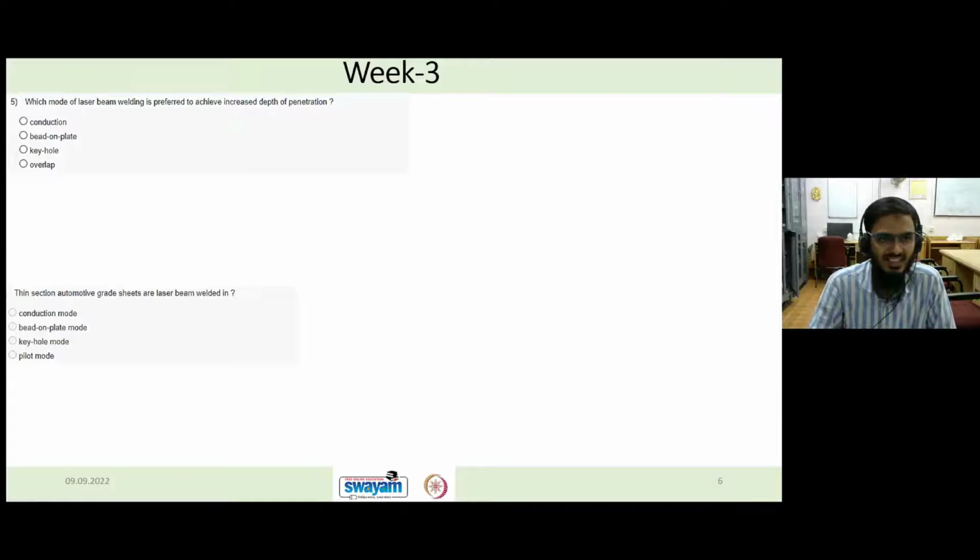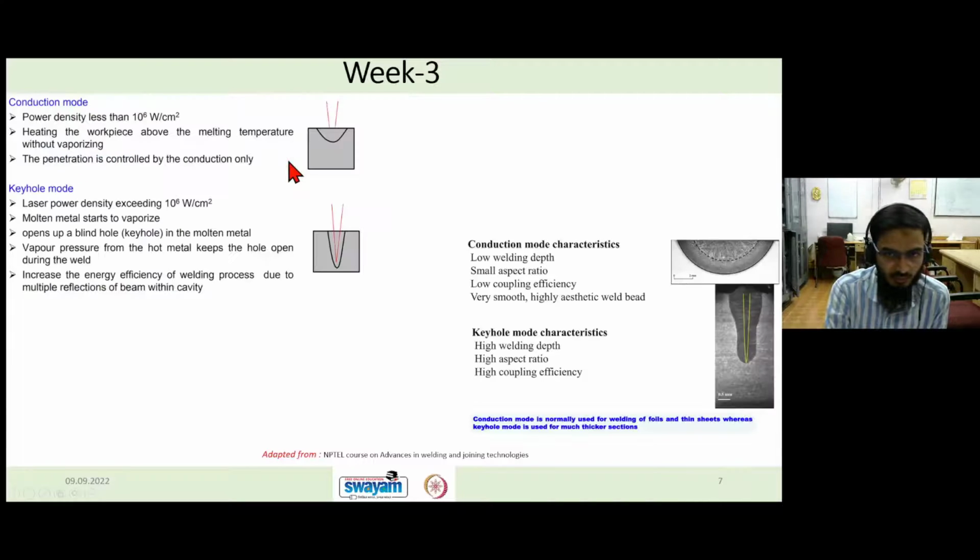Which mode of laser beam welding is preferred to achieve increased depth of penetration? You can read the options and tell your answer. Conduction, bead on plate, keyhole, or overlap. So it's very simple. I've already told. Yeah, that's right. Basically there are two modes. We'll try to see here.